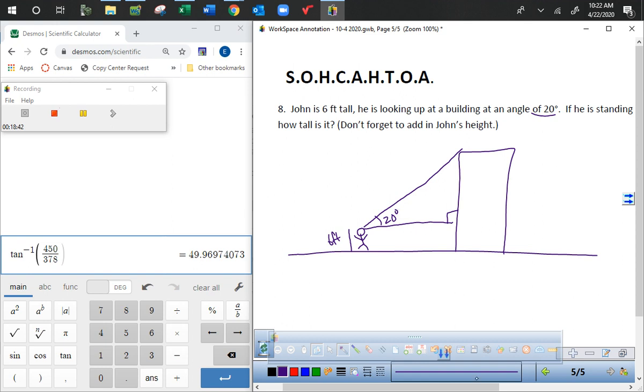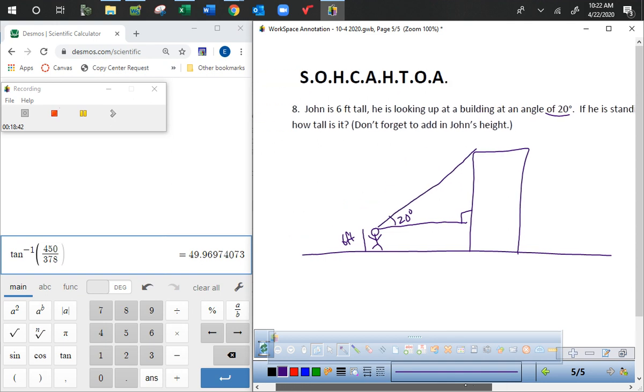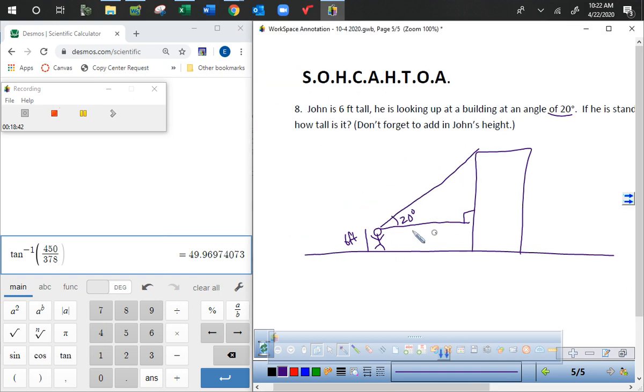It also says that John is standing 100 feet away from the building, so that means this distance going across here is 100. I'm going to go ahead and put it on the right triangle here. And we're supposed to find this whole height all the way through here. How tall is the building?